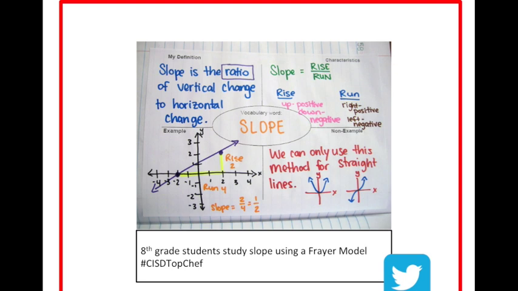So this is an example. Students were working in 8th grade studying slope using the Frayer Model, and you can see the definition, the characteristics, they drew an example, and they gave a couple of non-examples. When you would tweet that out, you might just put something like 8th grade students study slope using the Frayer Model with that hashtag CISD Top Chef. The hashtag is critically important because that's how we'll be able to share and see what all is going on.